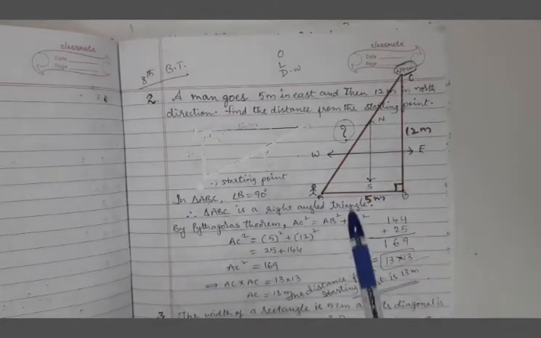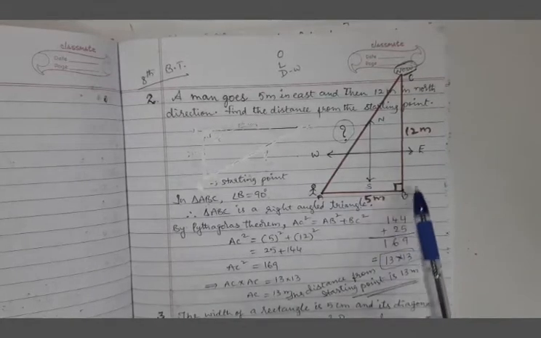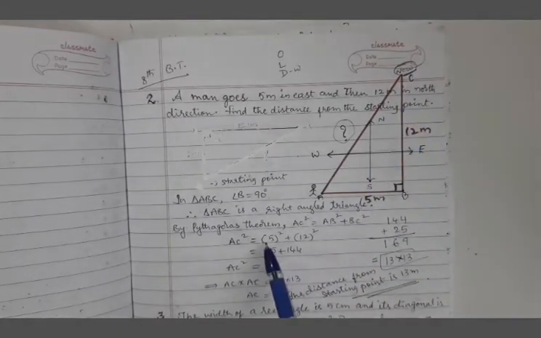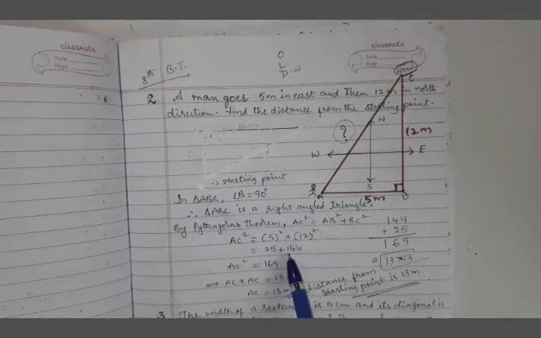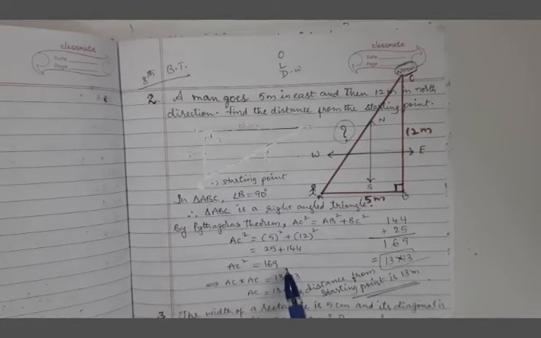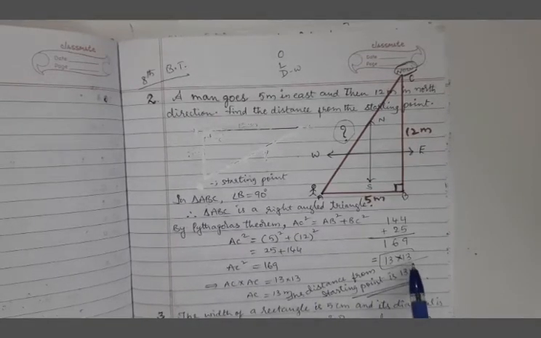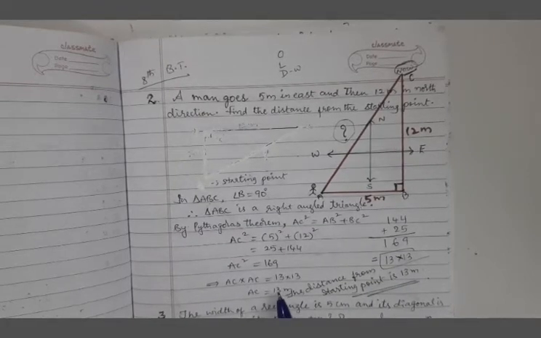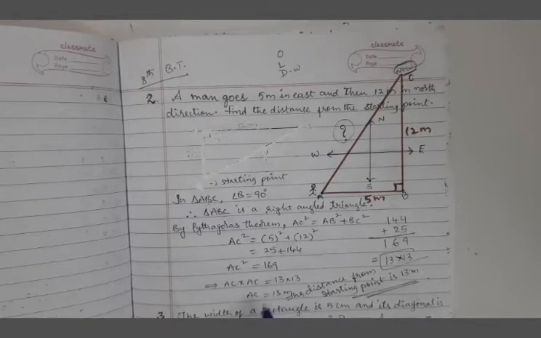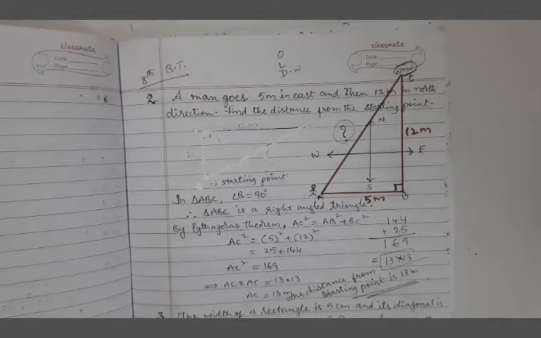AC square is equal to AB square plus BC square. AB value is 5, BC value is 12. I have applied here. So 25 plus 144 added, you will get 169. AC square equal to 169. So AC into AC is AC square. 13 into 13 will give us 169. Therefore AC equal to 13. What will we say in the statement? At the end, therefore, the distance from the starting point is 13 meters.